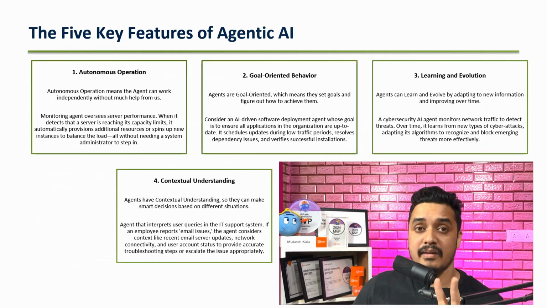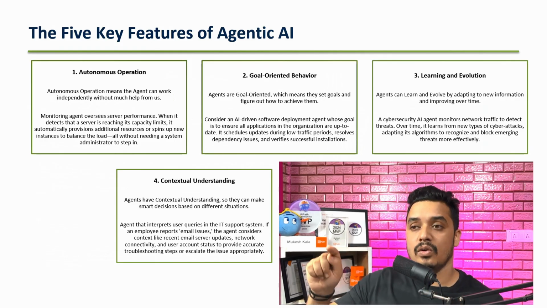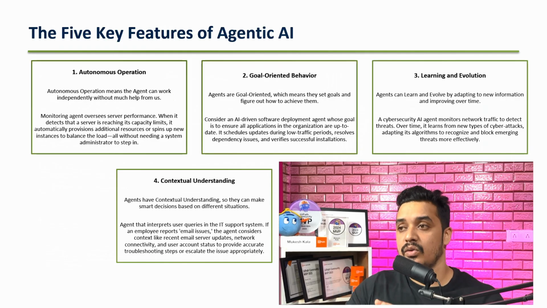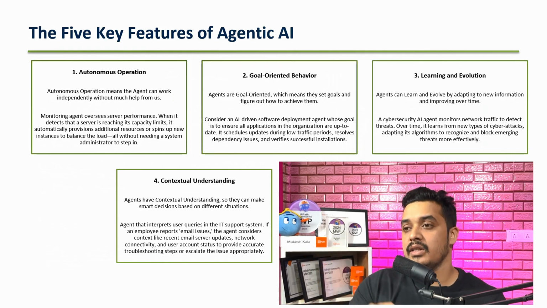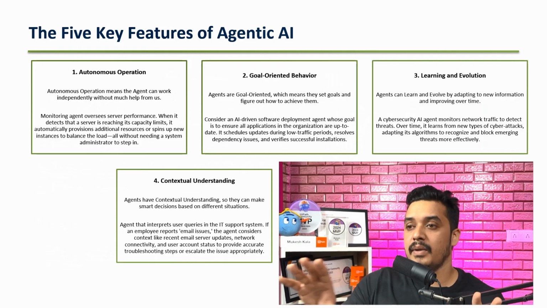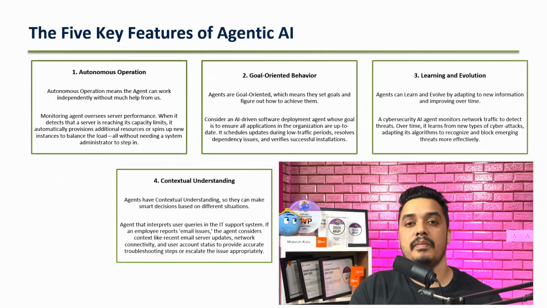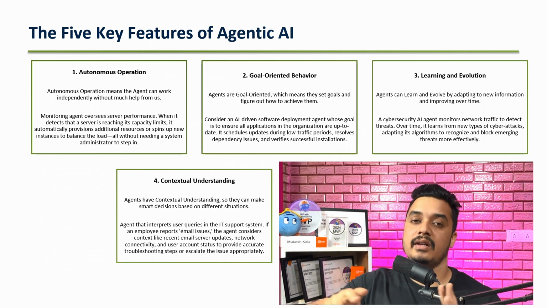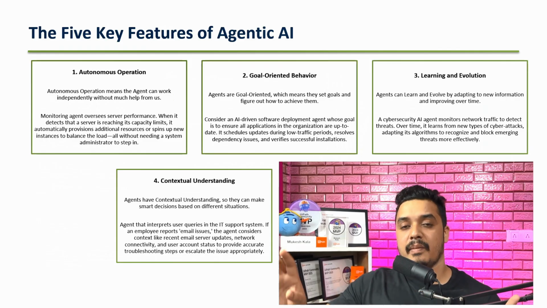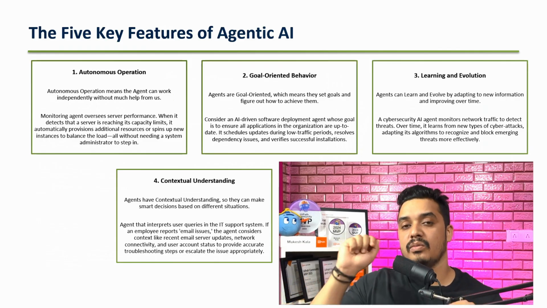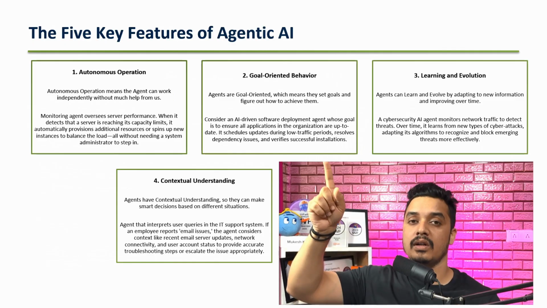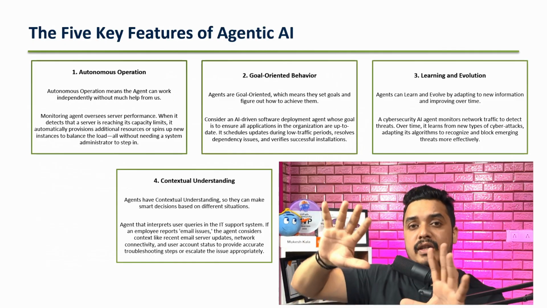The second feature is goal oriented behavior. It is driven to reach a goal. So consider an AI driven software agent whose goal is to ensure that all the applications in the organization are up to date. There is an agent whose job is to just make sure that everything is up to date, including Teams, Outlook, PDF, Acrobat, Zoom, UiPath. Any software which you are using has to be up to date. So what is the goal? The goal of the agent is to make sure that everything is up to date.